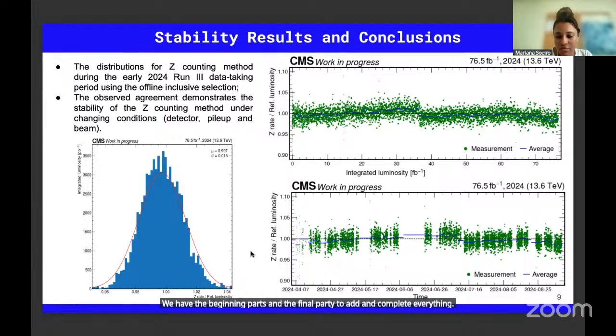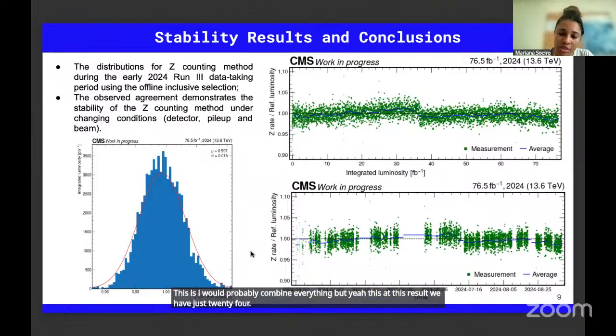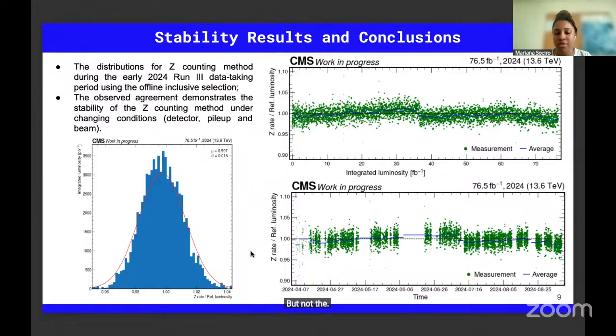Considering my final thesis, I will probably combine everything, but at this result we have just 2024, but not the complete run. We have just one part, but in the final I intend to add more details considering that.